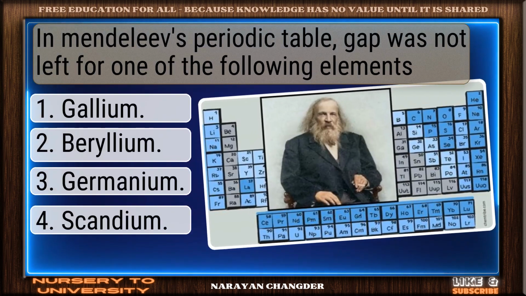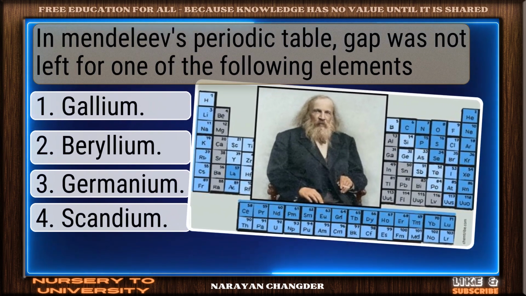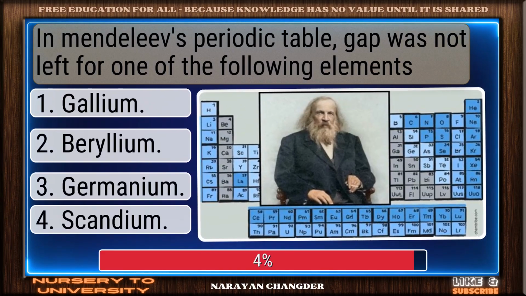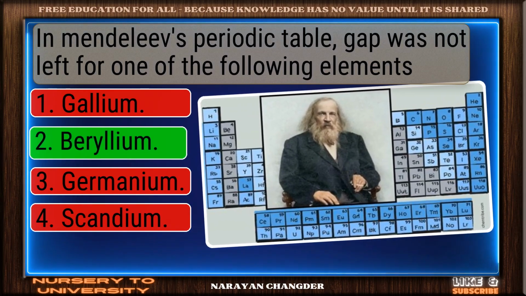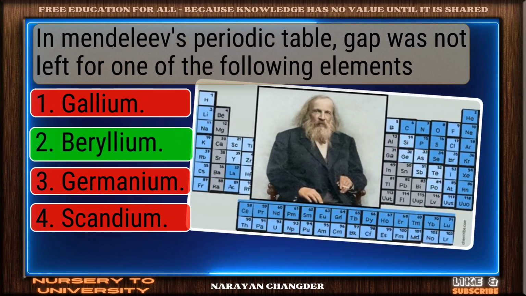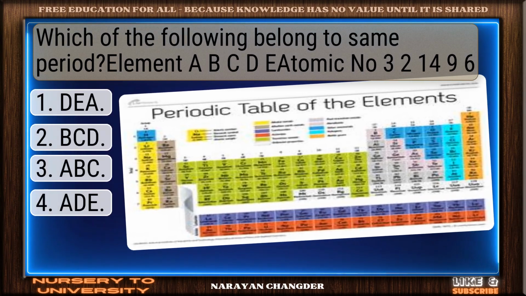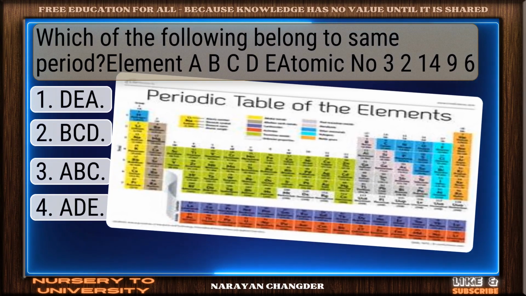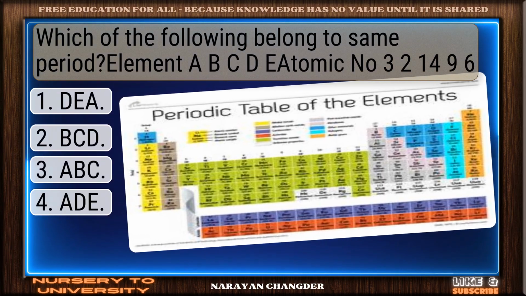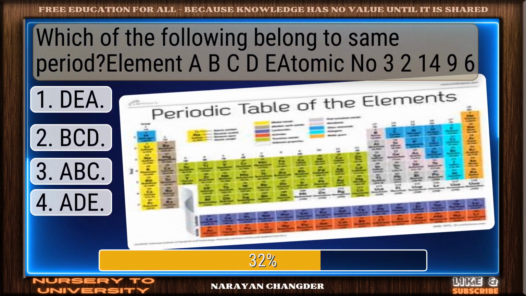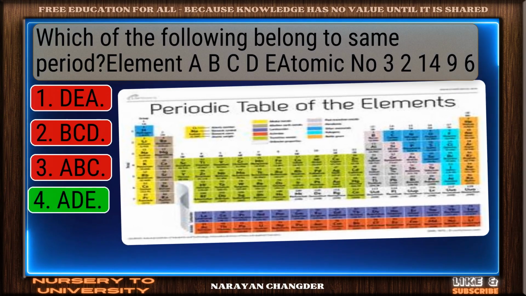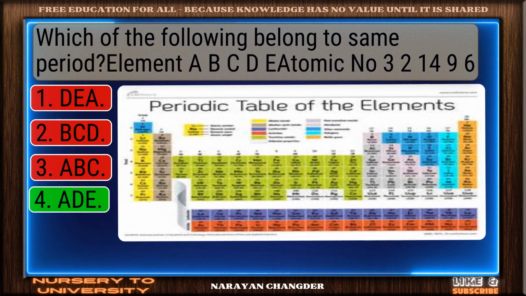In Mendeleev's periodic table, a gap was not left for one of the following elements. Well picked. Beryllium is correct. Which of the following belong to the same period? Elements A, B, C, D with atomic numbers 3, 2, 14, 9, 6. Nicely done. 8 is solid.